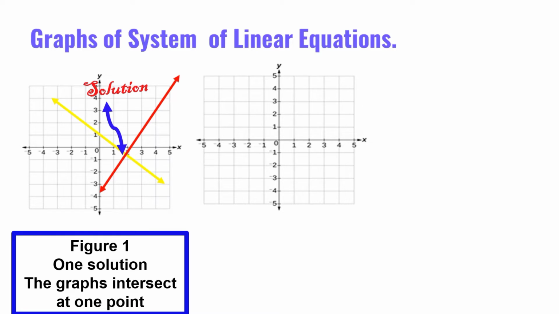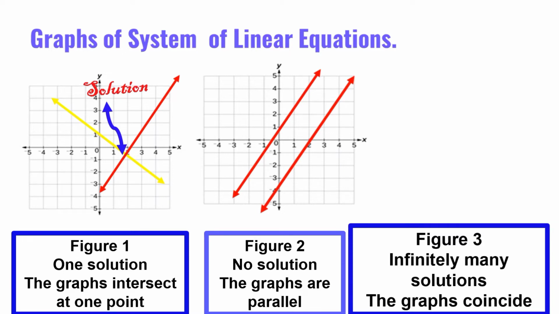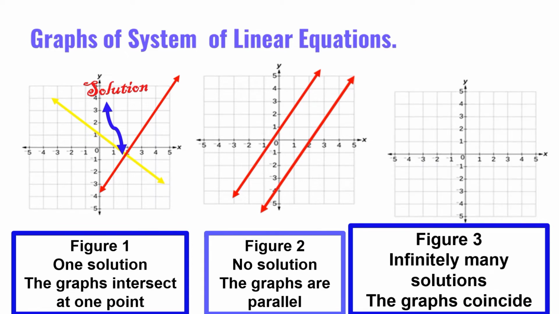For our second figure, we have parallel lines. If the lines are parallel, there is no solution. Next is the graph which has infinitely many solutions. The graph is called coinciding. So this figure is what we call coinciding lines. In this case, we have many solutions.